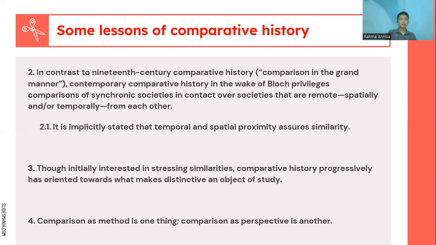And then the third lesson of comparative history. Though initially interested in stressing similarities, comparative history has progressively oriented towards what makes an object of study distinctive. And then the last lesson of comparative history is point 4, which is that comparison as a method is one thing, comparison as perspective is another.